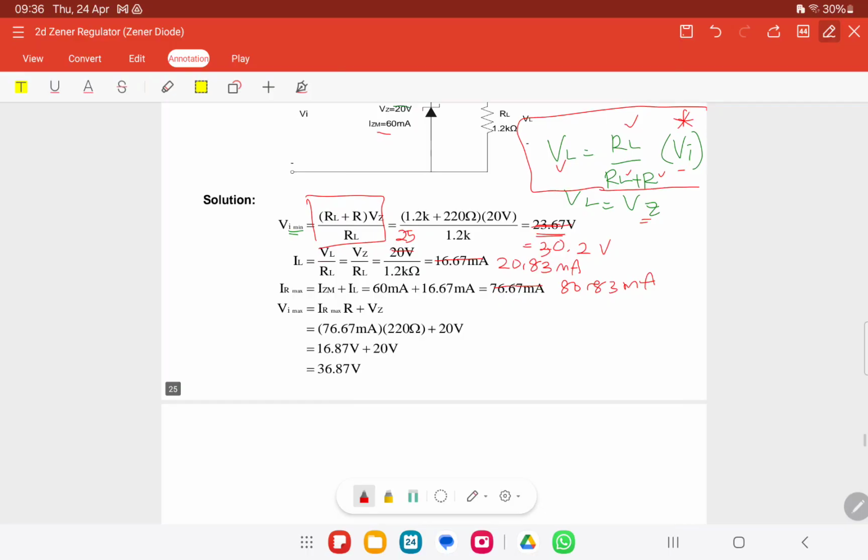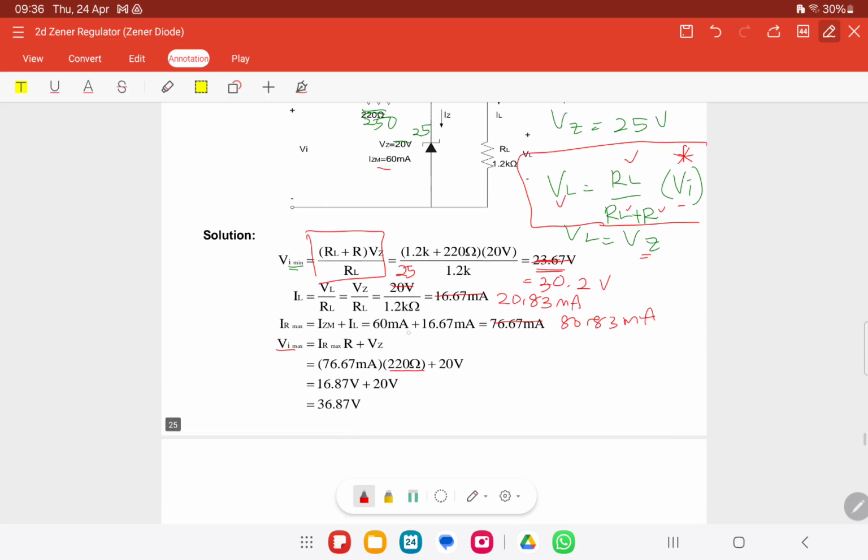Okay. Lepas tu next one carilah the VI max. This one IR. Yang tadi IR max darab dengan the resistor 250 plus with the VZ 25. So dapatlah berapa? 40 something. 49 ke?